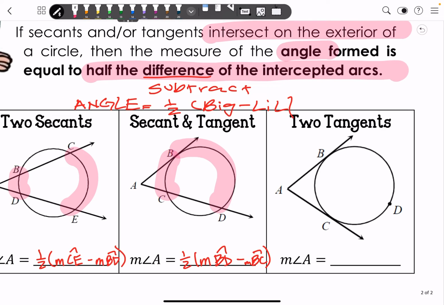Same thing here with the two tangents. It's going to be this major arc minus your minor arc. So it's going to be half of arc BDC minus half of the measure of arc BC. If you want to put that M, or if you have the room, then go ahead and do it.